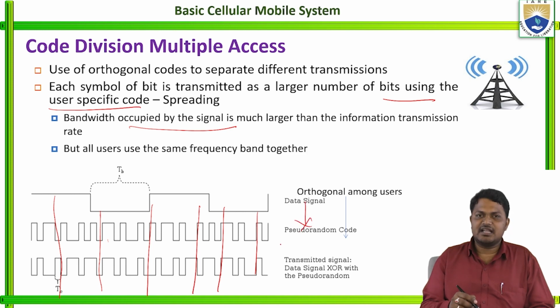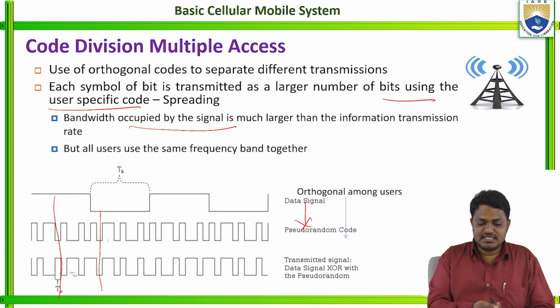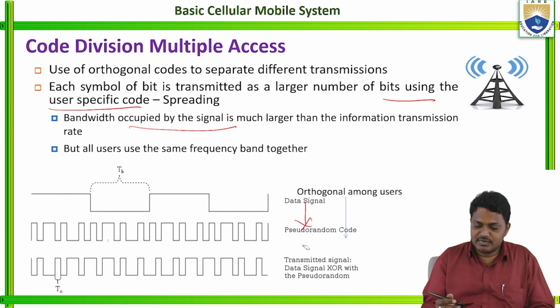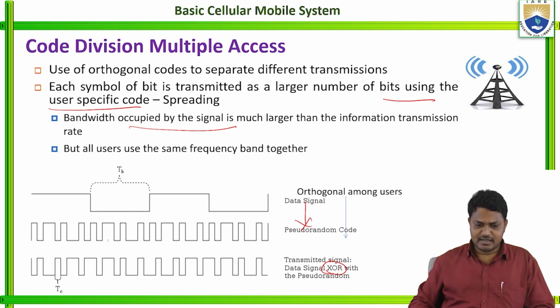For the data signal, a pseudo random code is added to the original signal. The pseudo random code is combined with the data signal by using an XOR gate only. That is, XOR with the pseudo random code. That is code division multiple access.